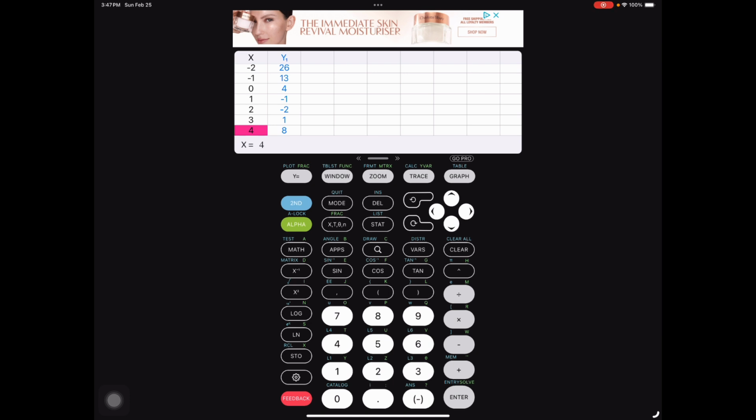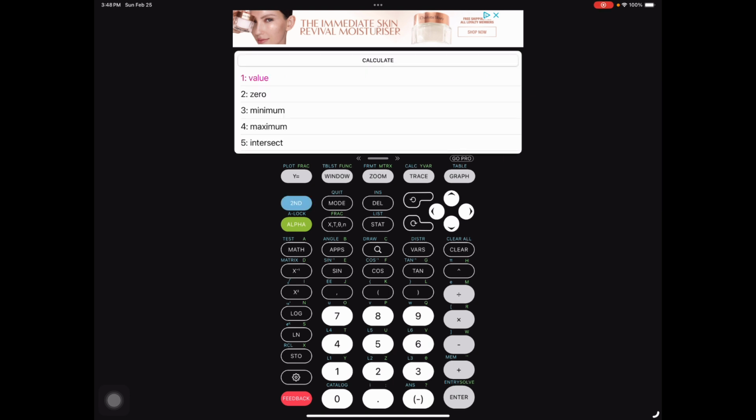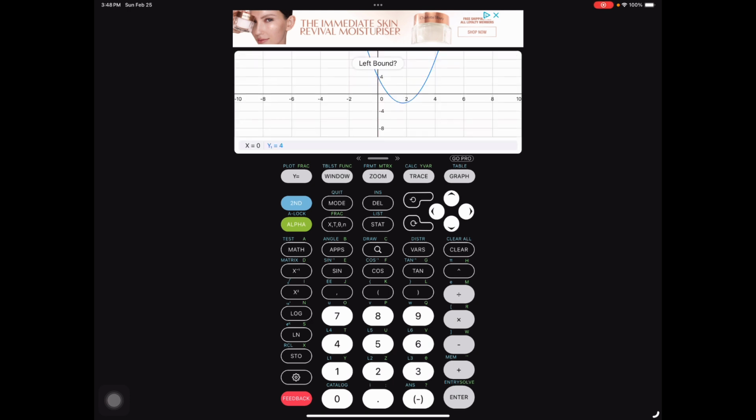So there's a couple different ways that you can go about doing this. The first one is to go back to the graph and calculate your minimum by hitting second, trace, which would be number 3. It's going to ask you to go a little bit to the left of that and hit enter, then go a little bit to the right of that and hit enter. And there you can see what my minimum is, (1.75, -2.125).